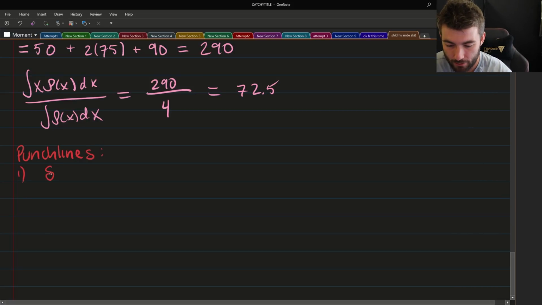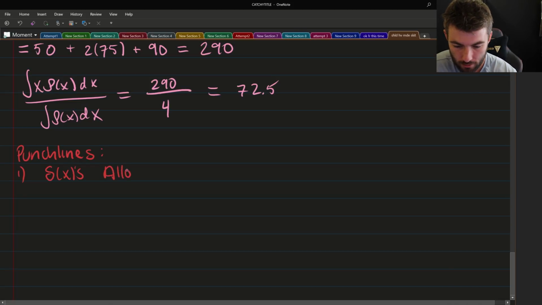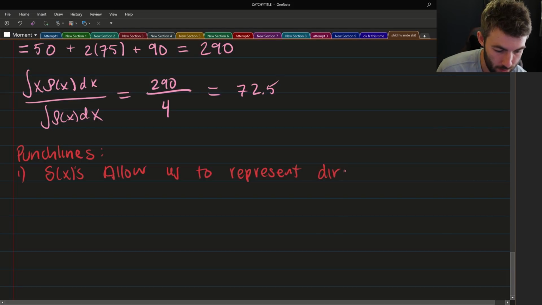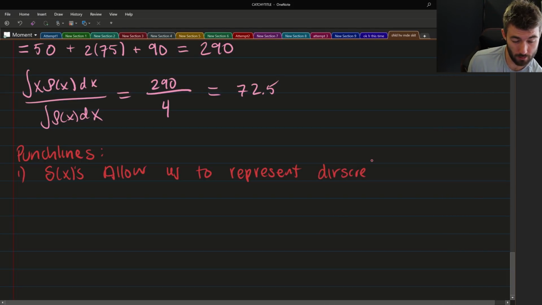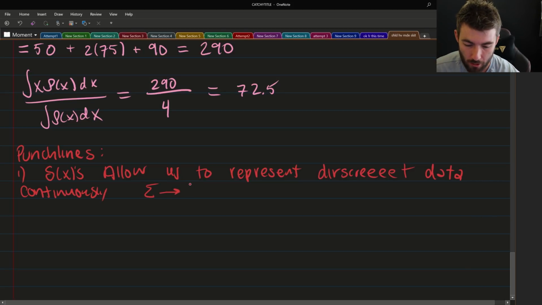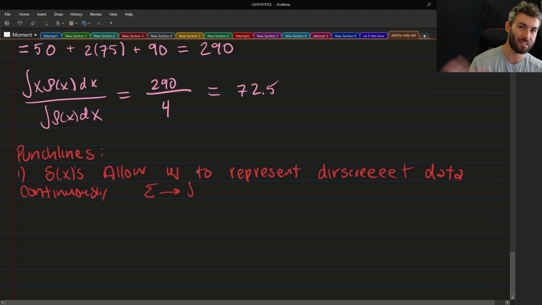One, we know again that delta functions, delta of x, allow us to represent discrete data continuously. And this allows us to replace summations with integrals, so we don't have to go back and forth. Sometimes we'll have continuous distributions, sometimes we'll have point sources. This way, it doesn't matter. We can always do integrals.